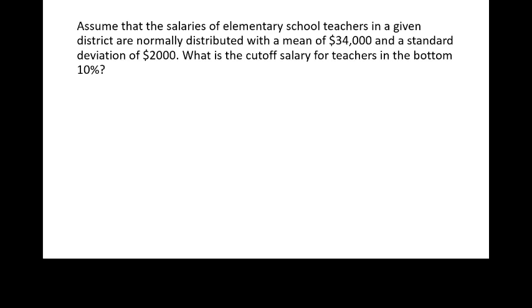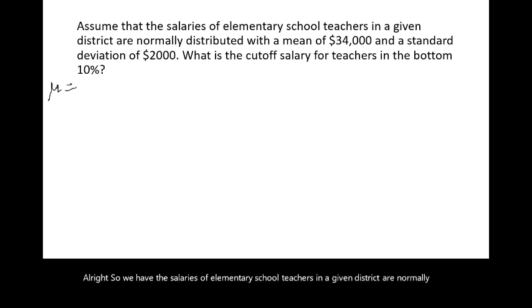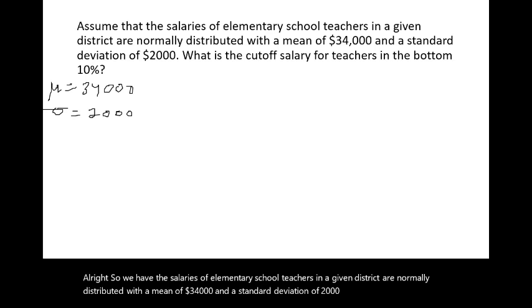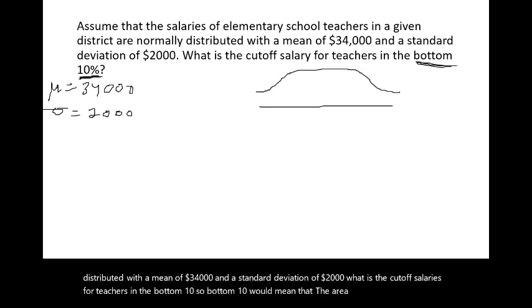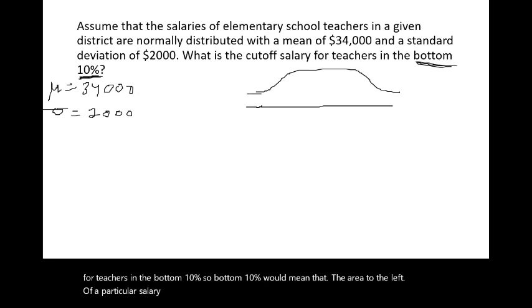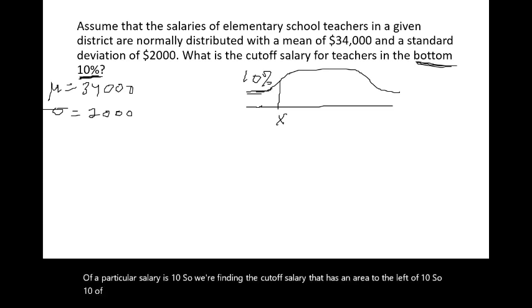All right, so the salaries of elementary school teachers in a given district are normally distributed with a mean of $34,000 and a standard deviation of $2,000. What is the cutoff salary for teachers in the bottom 10%? Bottom 10% means the area to the left of a particular salary is 10%. So we are finding the cutoff salary that has an area to the left of 10%. So 10% of the teachers would have a salary below this cutoff salary. 10% as a decimal is 0.10.